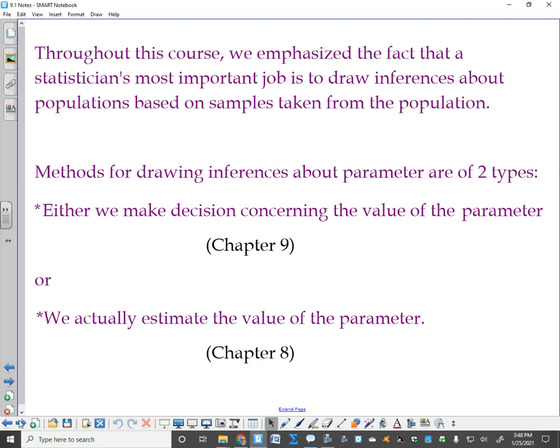Either we're going to make a decision concerning the value of the parameter, which is what we're doing in Chapter 9, or you actually estimate the value of the parameter. Well, that's what you did in Chapter 8 when you found intervals. So Chapter 8 was confidence intervals. Chapter 9 are actual tests.